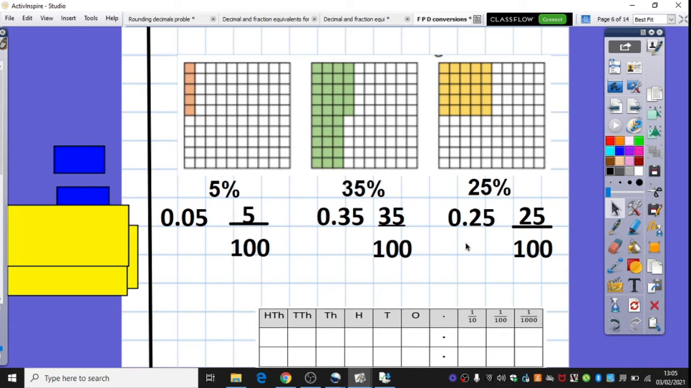And thinking back to yesterday, you might also remember that another equivalent fraction would be a quarter as well. So 0.25, same as 25 out of 100, which is equal to 25%.